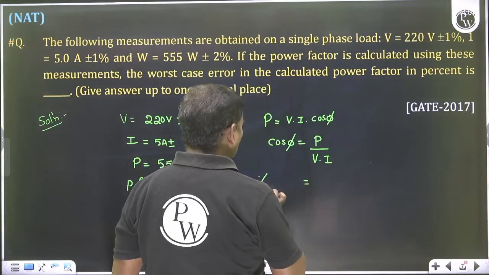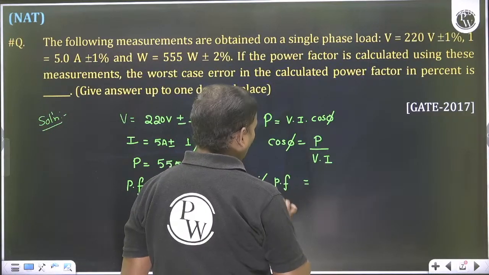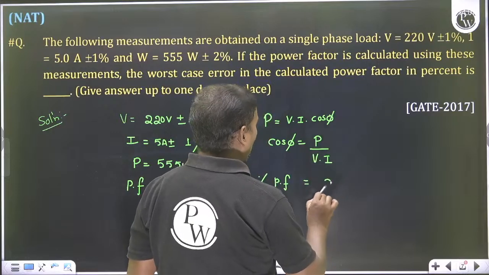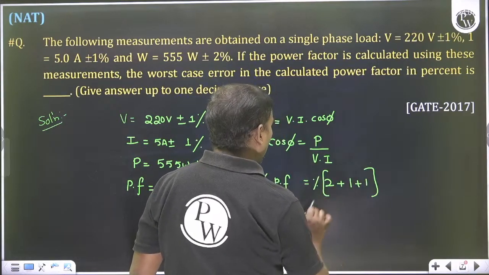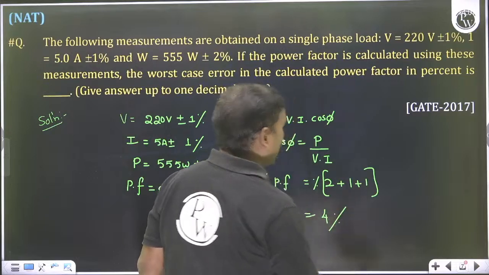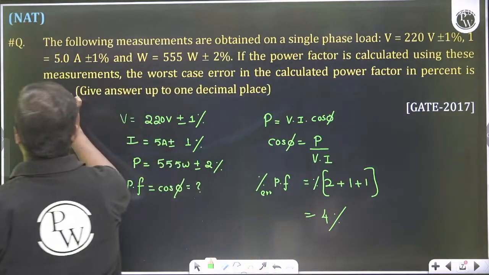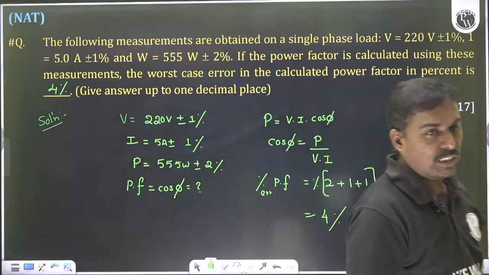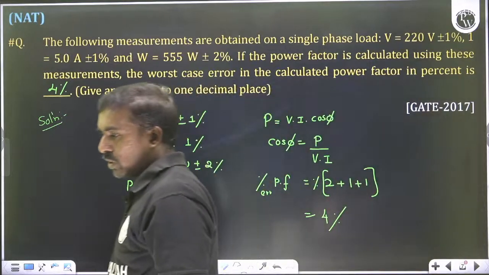So the error in power factor, what will it be? Percentage error in power factor, what will it be? This percentage error, these all are product of quantities. So 2% plus 1%, 1%. For product of quantities, the error percentages will be added. So the right answer for this question is 4%. In GATE 2017 a question came. So the right answer for this question is 4%, my dear.